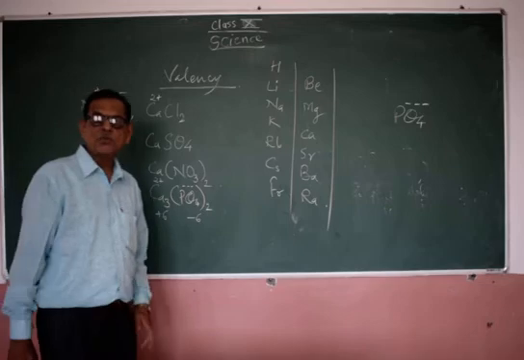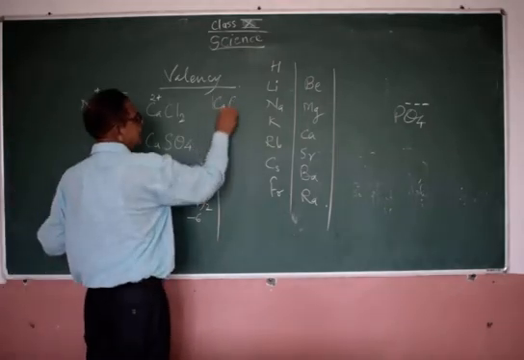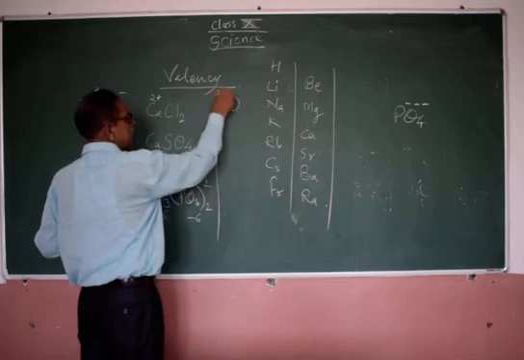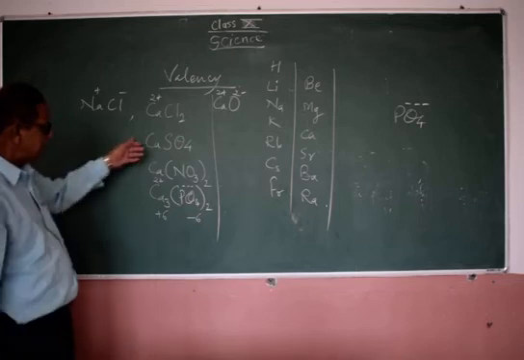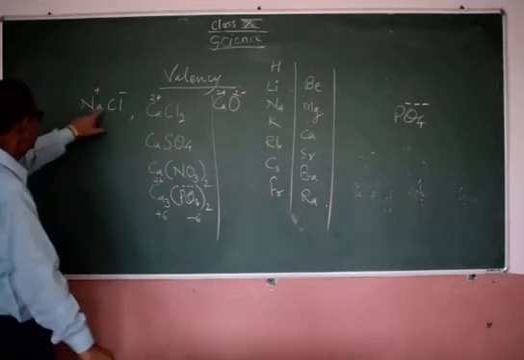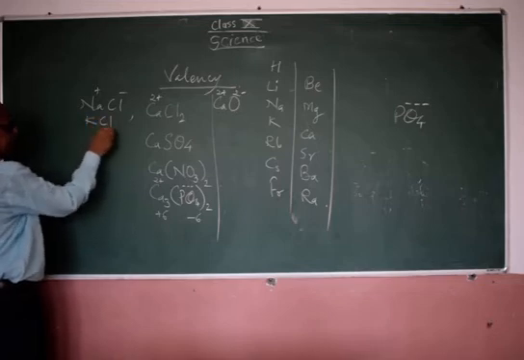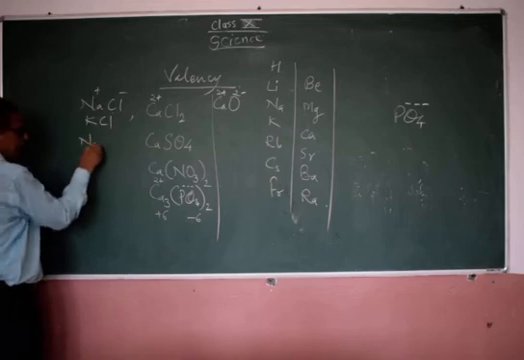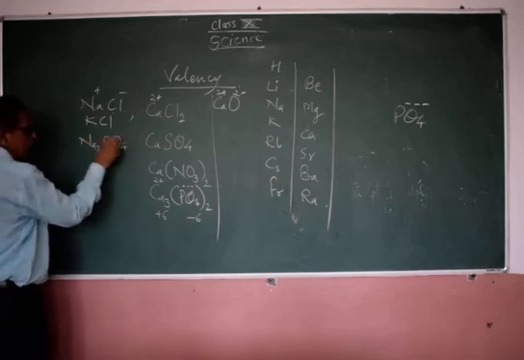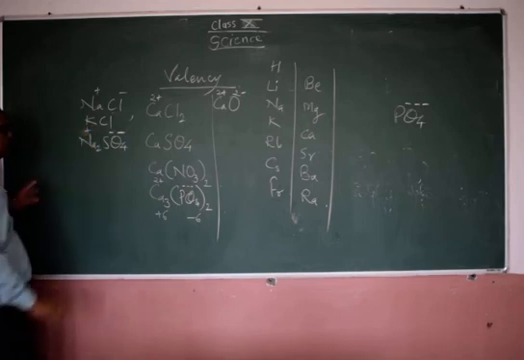Now what will be the formula of calcium oxide? Again see, calcium oxide, CaO, 2 positive, 2 negative charges. Calcium oxide, calcium sulfate, calcium nitrate. Here you can write the formula of potassium chloride, KCl. Then you can write the formula of sodium sulfate, Na2SO4. So sulfate has 2 negative charges, and Na has 1 positive charge.